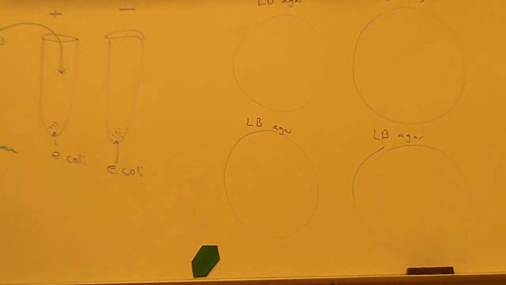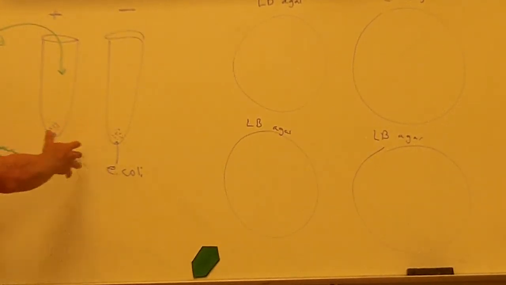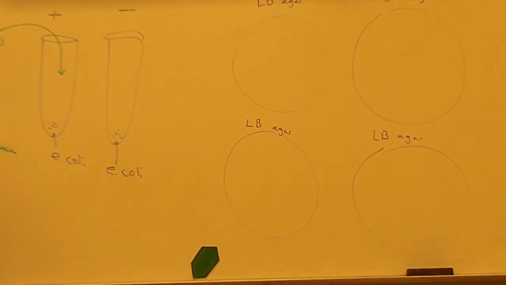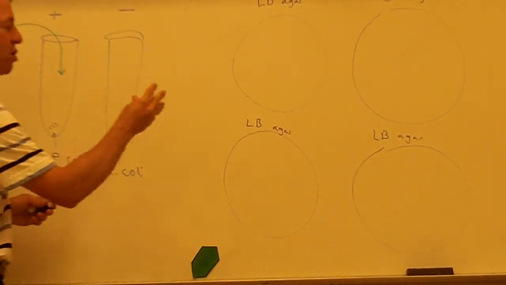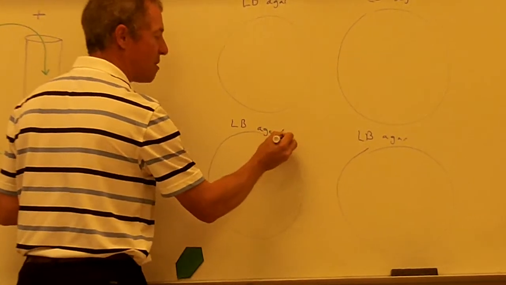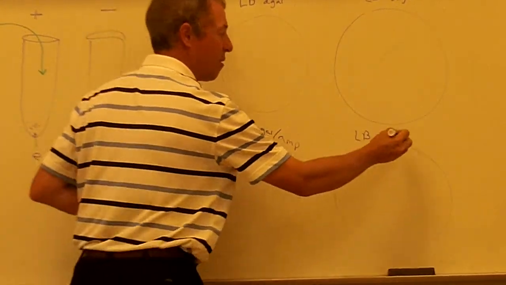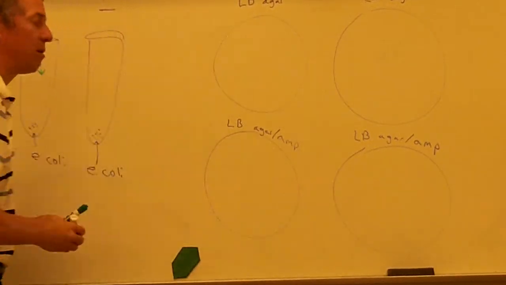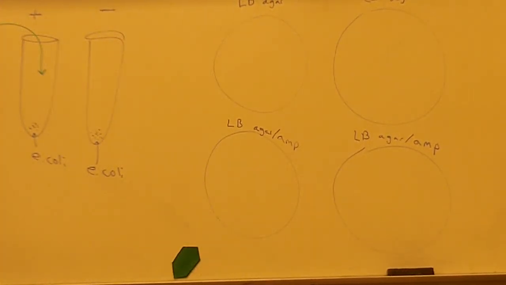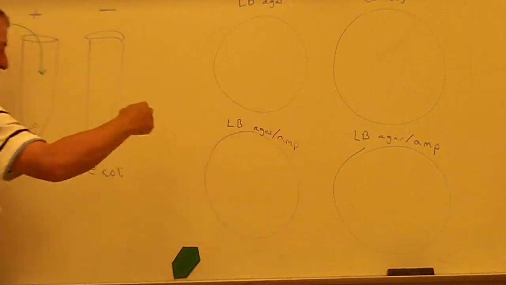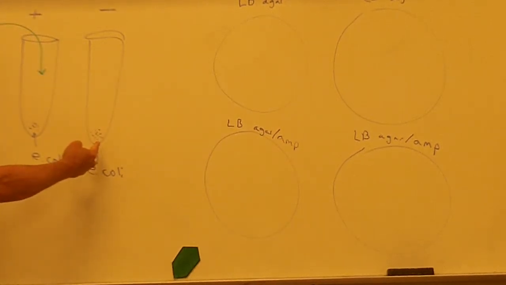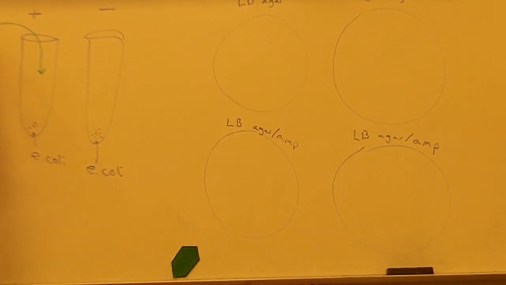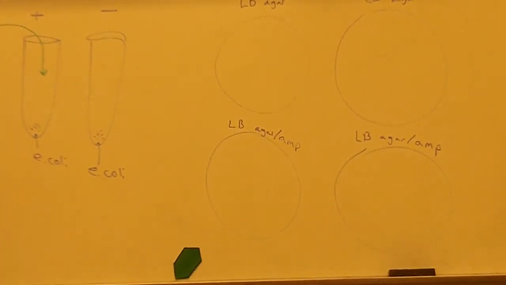So theoretically, both bacteria should be able to grow on all 4 plates right now. But 2 of the plates, we also put ampicillin. These 2 down here. And ampicillin would kill this one, but it doesn't kill this one, because this one got the information, got the plasmid.